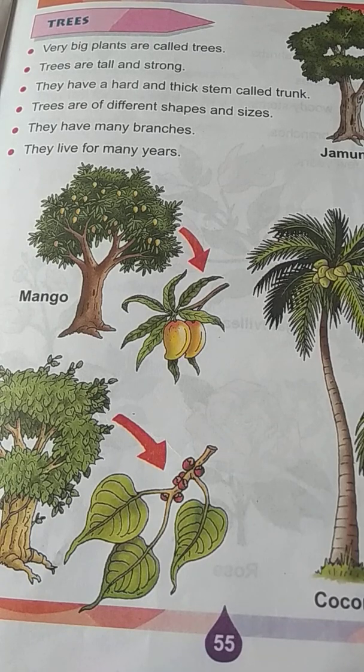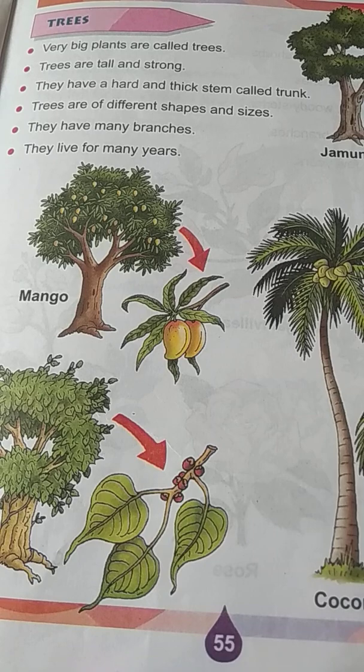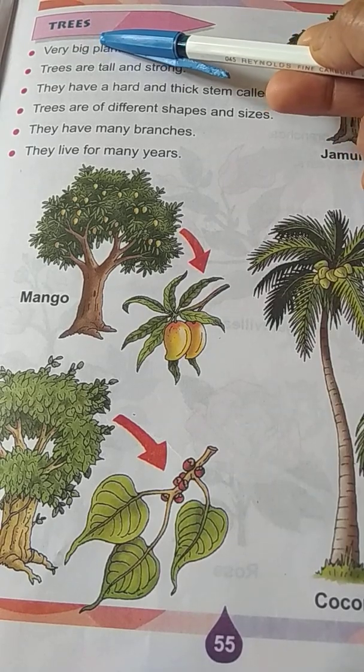I hope you all remember the parts of the plant that we have discussed, the basic features of the plant. Let's revise it again. The features of the plants were the roots, the stem, the leaves, and the flowers. So these were the basic features of the plants that we have discussed earlier. Today we will take our topic, trees.